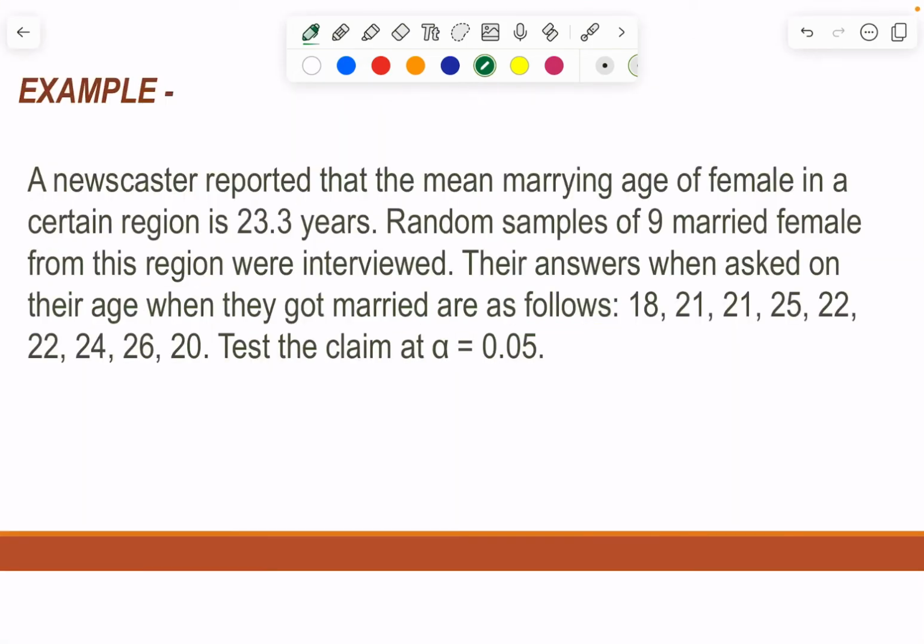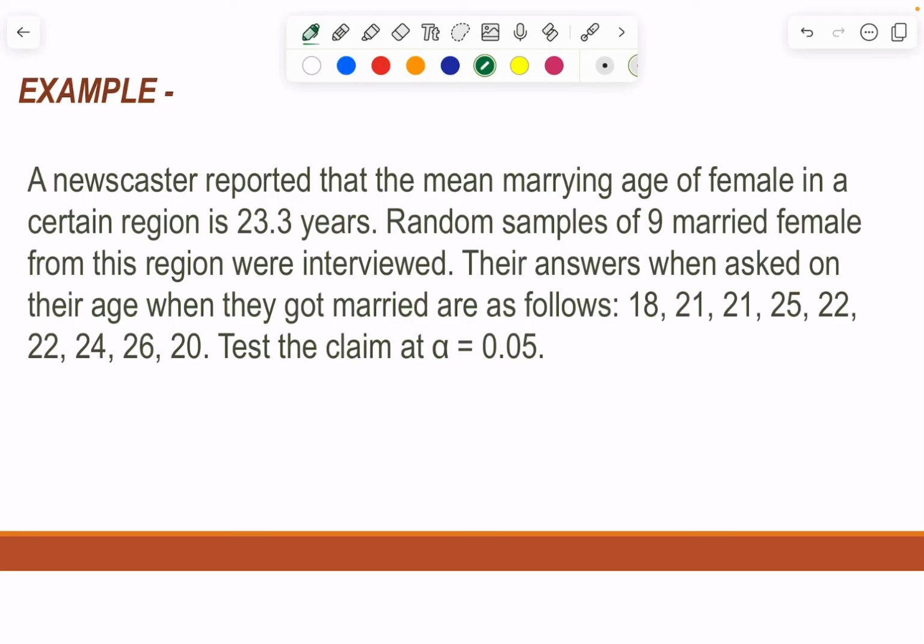A newscaster reported that the mean marrying age of female in a certain region is 23.3 years. Random samples of 9 married female from this region were interviewed. Their answers when asked on their age when they get married are as follows: 18, 21, 21, 25, 22, 22, 24, 26, 20. So test the claim at alpha is equal to 0.05.